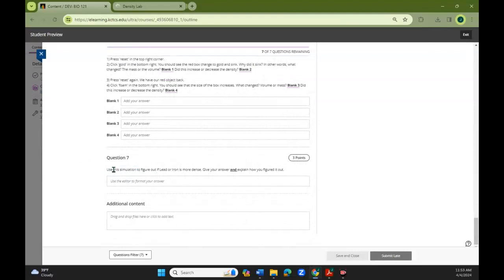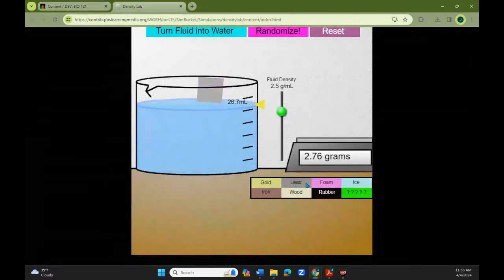Okay. This last part is tricky. Use this simulation to figure out if lead or iron is more dense. I know you can just look up the answer to figure out if lead or iron is more dense, but I want you to use the simulation and explain to me how you figured it out. So on here, there is lead and there is iron, and you'll see that things change about them. It's not just about volume. It's not just about mass. You have to take both of those things into account. Okay, so make sure that you're careful in that question. That's a frequently missed one.